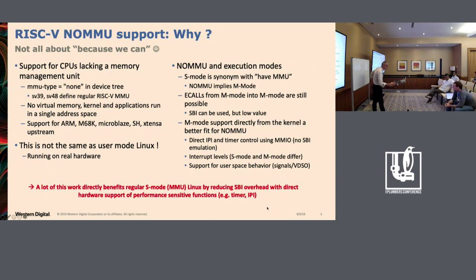And so for M mode Linux, since we don't want to go the SBI route, there are some things that need to be done directly from the kernel, not relying on any software emulation through SBI. So IPI, timer, et cetera, all that needs to be changed a little bit. And also some changes to the user space support, so VDSO and signals need to change, but that's more related to the fact that you're in a single address space rather than it being RISC-V.